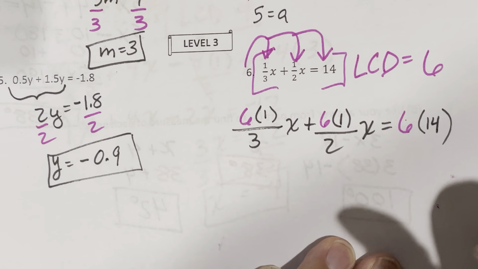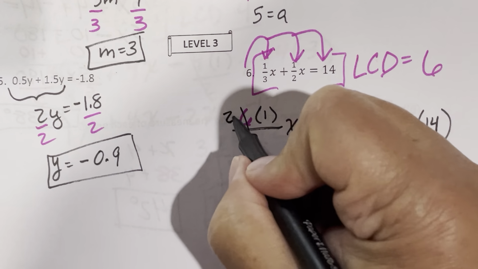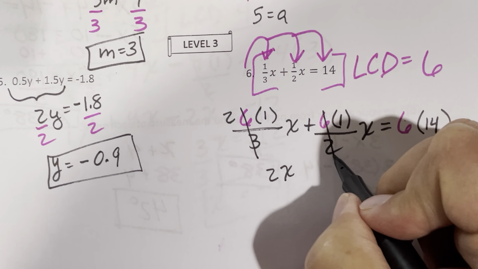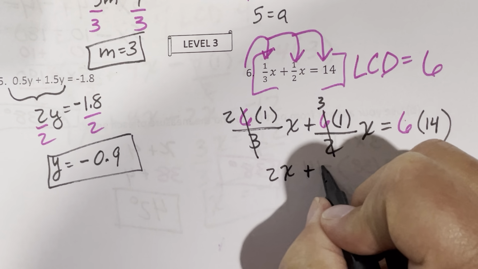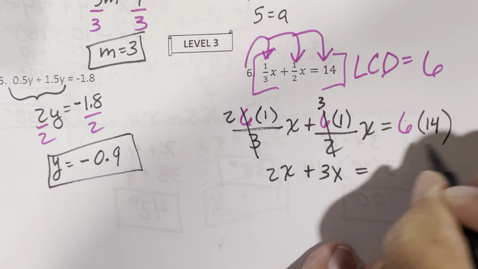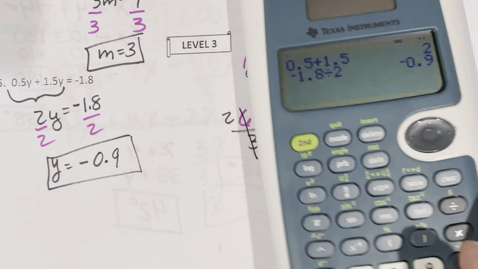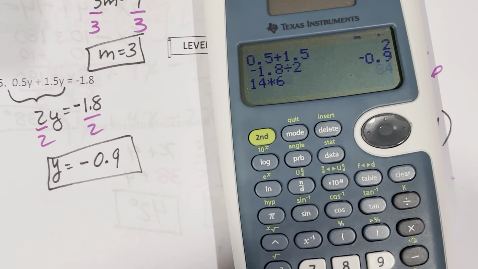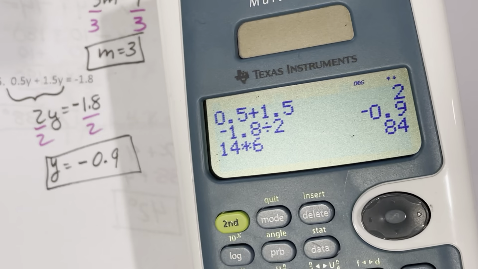And I can't see that, sorry. So 6 divided by 3 is 2. 2 times 1, 2x. 6 divided by 2 is 3. 3 times 1 is 3, x. Equals 6 times 14. My, oh my, that's going to take a little thinking, isn't it? 14 times 6 is, yep, that's what I thought, 84. Hope you can see it. There you go.